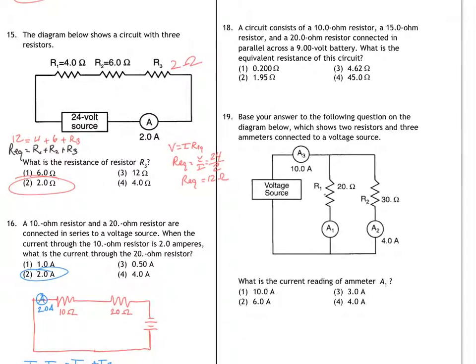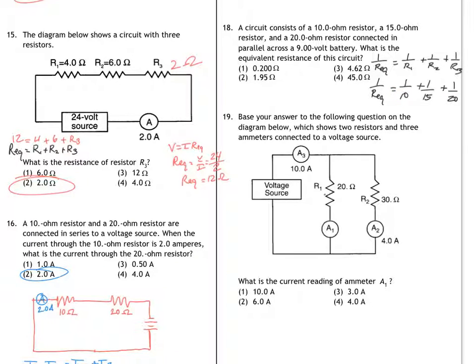So for the next question, we have a circuit connected in parallel, and it has a 10 ohm resistor, a 15 ohm resistor, and a 20 ohm resistor. We're asked to find the equivalent resistance. The reference table gives us this equation. So it's basically set up for us. I'm just going to plug in the values that I know. Of course you could do this in your calculator, but I'm going to do it the old-fashioned way.